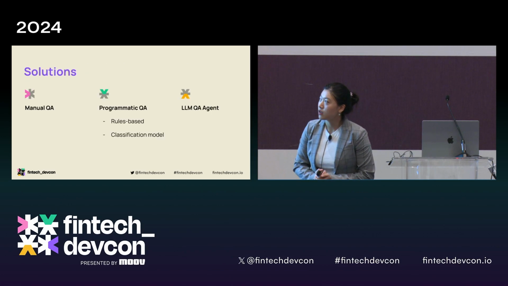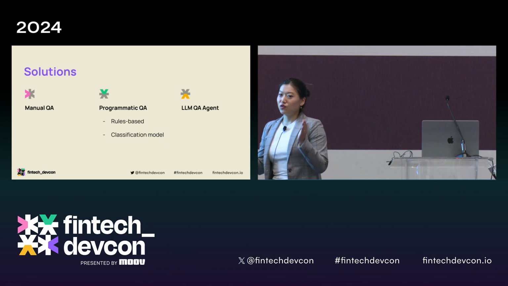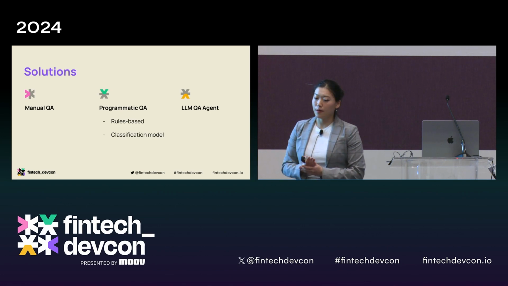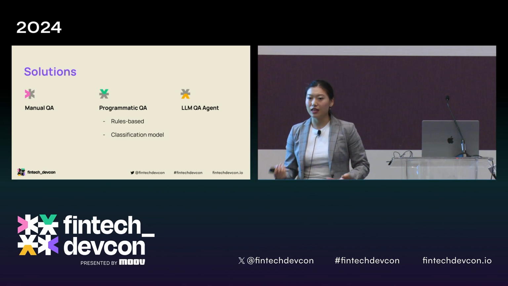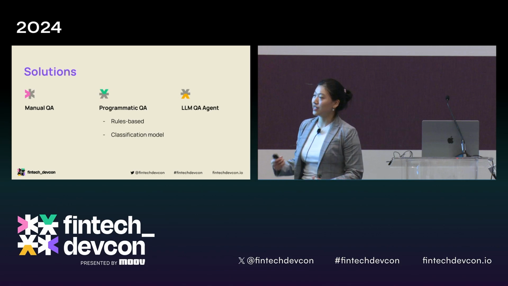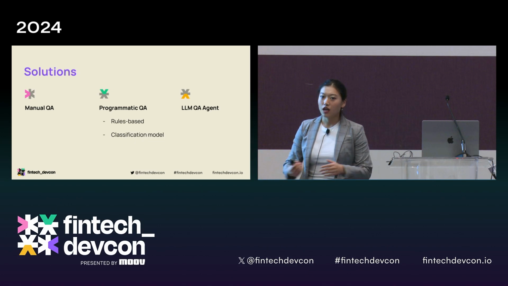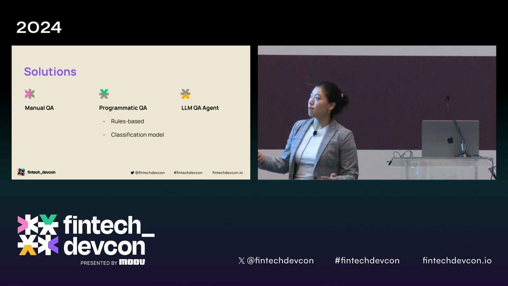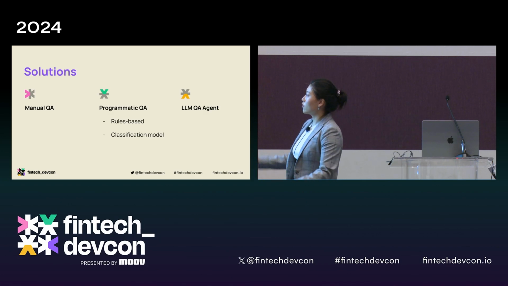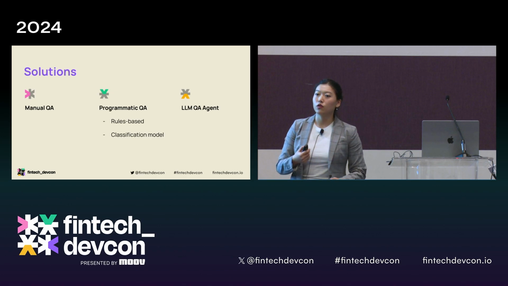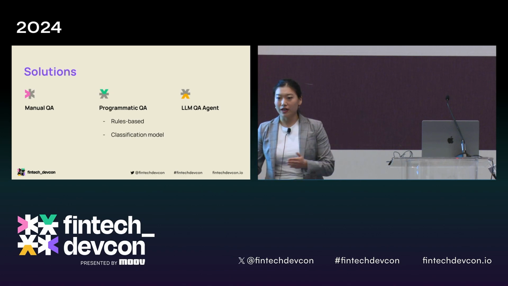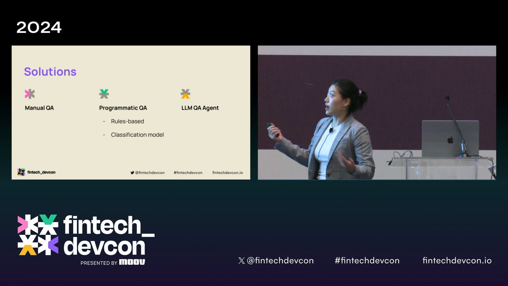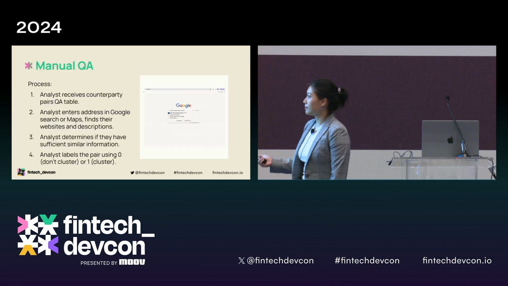Cool. So now let's move to the solution part. In Spade, we developed 3 solutions to tackle this problem: manual QA, programmatic QA, and LLM QA agent. Today, I'm going to walk you through the evolution from manual QA to programmatic QA, and then I will introduce how we developed a workflow to create an LLM QA agent.